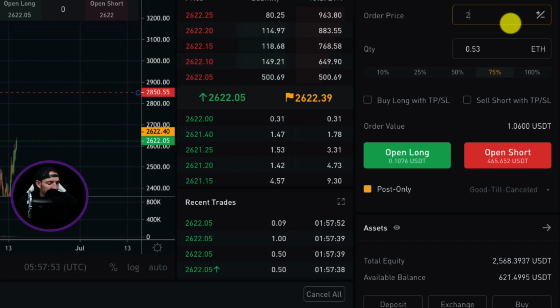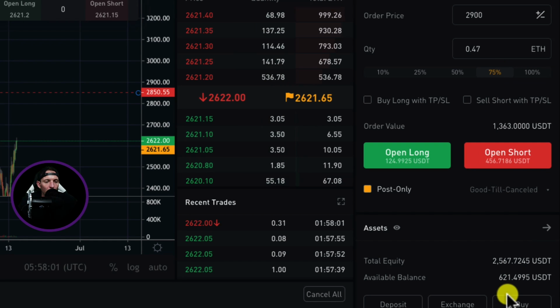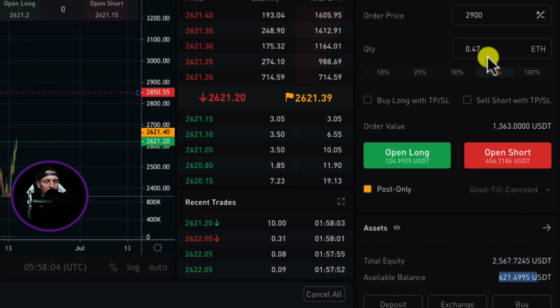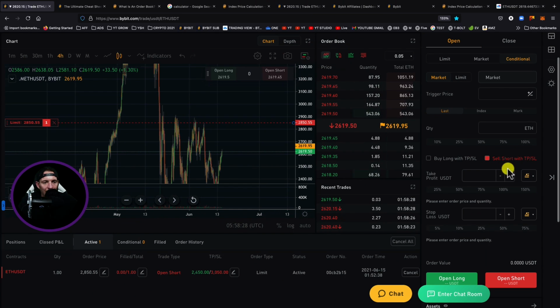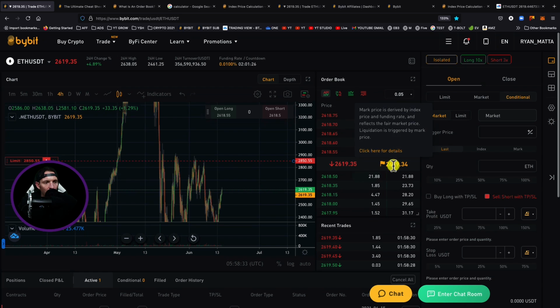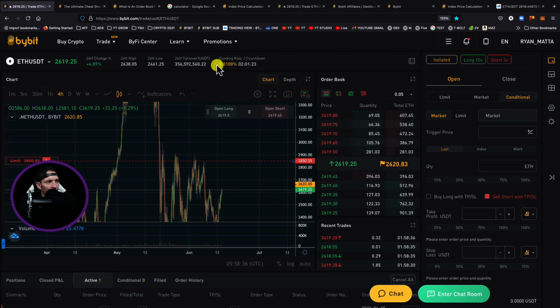If I want to pay, say, $2,900 for a share of Ethereum, and I want to bet 75% of my portfolio, it's automatically going to take whatever your available balance is, and it's going to put 75% of that up here. And then again, you can see 75% of my portfolio is worth $456 because I only have an available balance right now of $621. Conditional, easy. So we've already covered the stop loss and take profits. That's really easy. We've covered the index versus market price. You have a last price. We covered that. You have a funding rate.